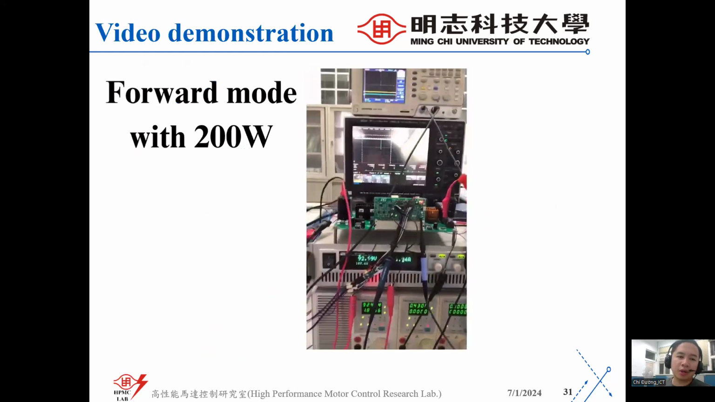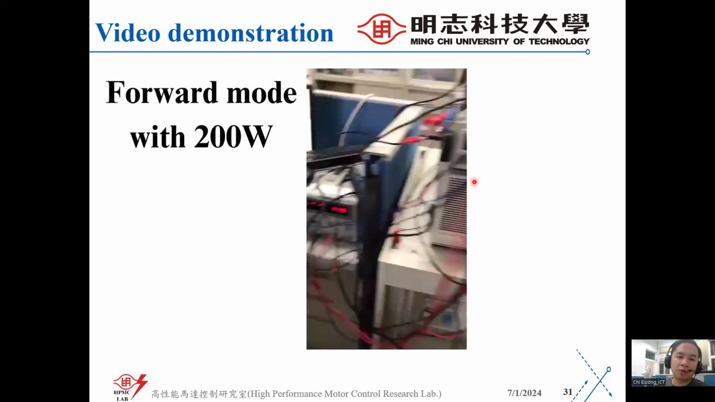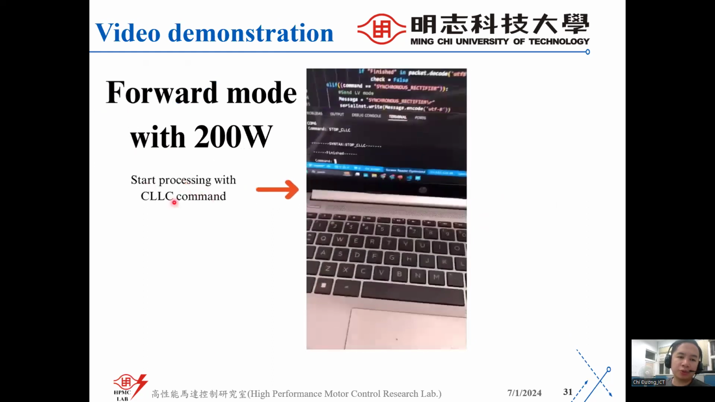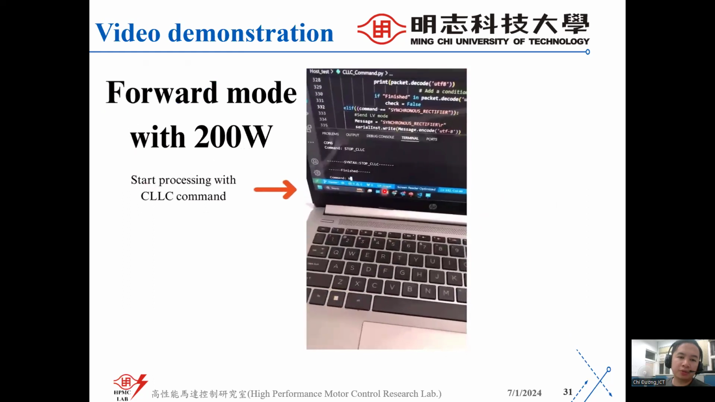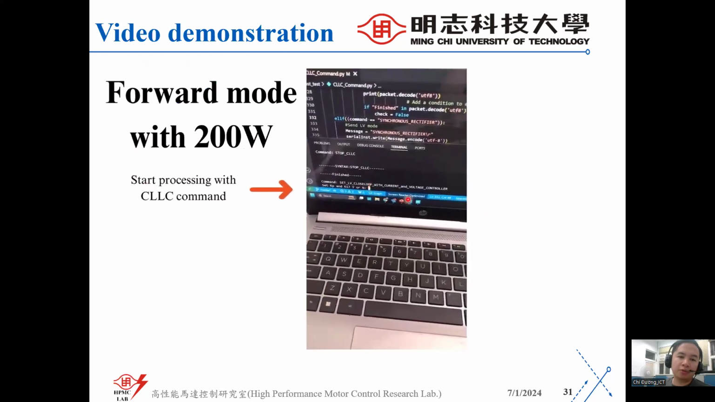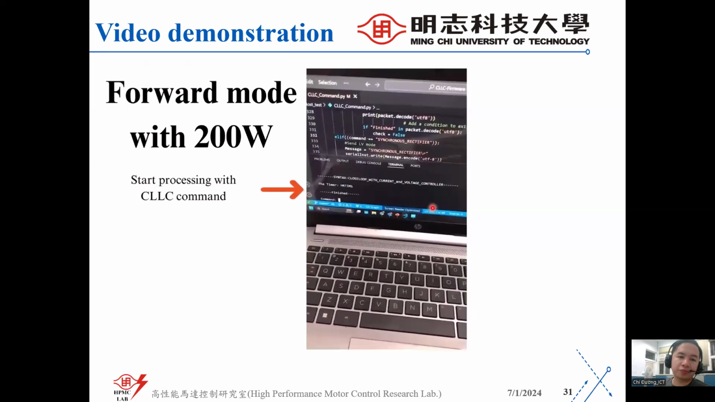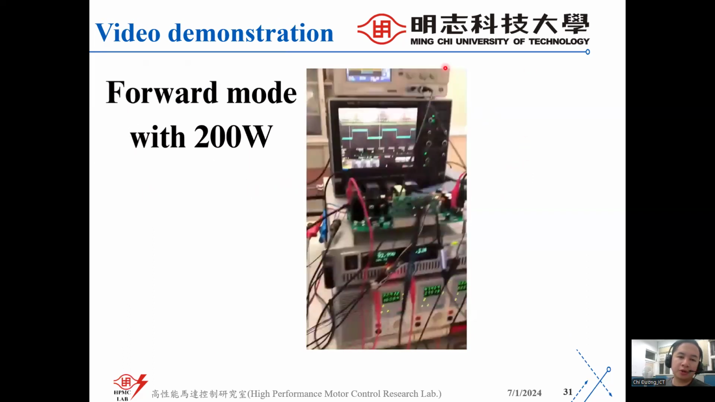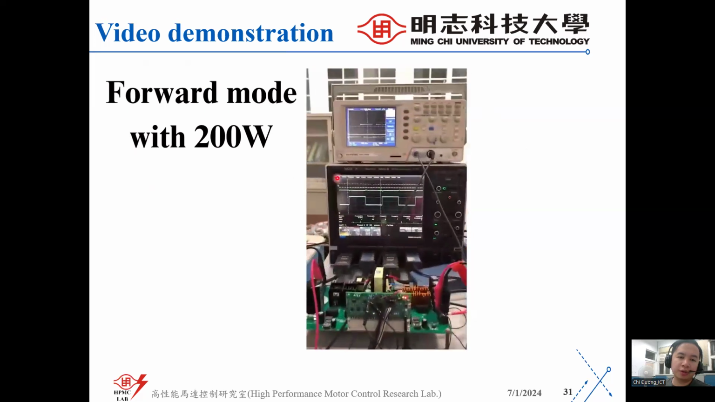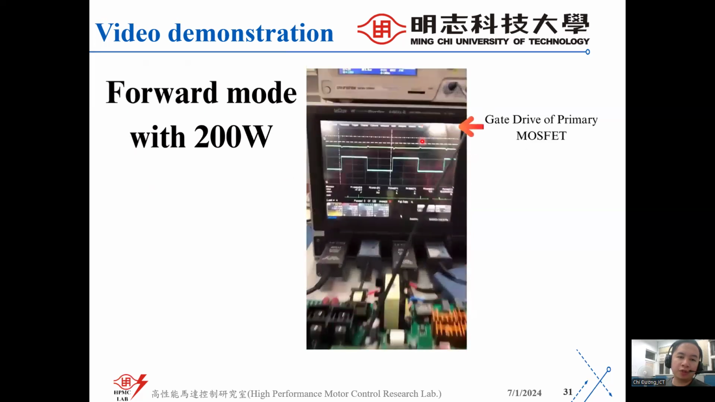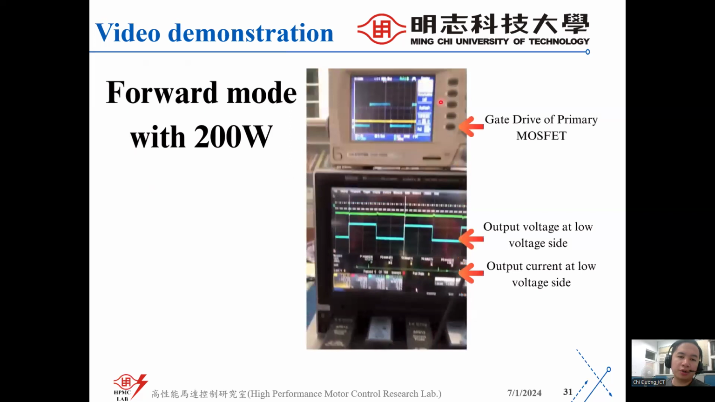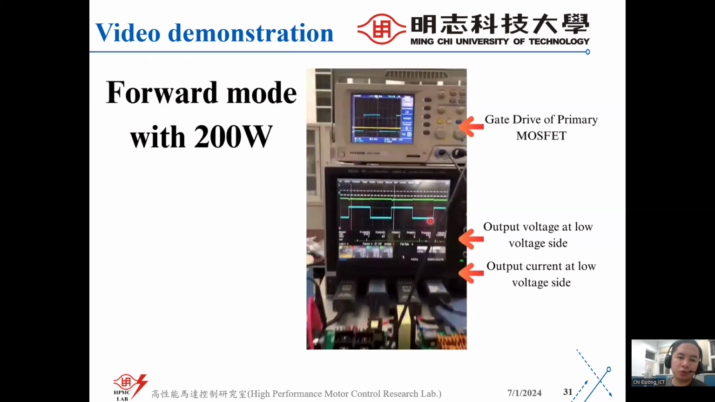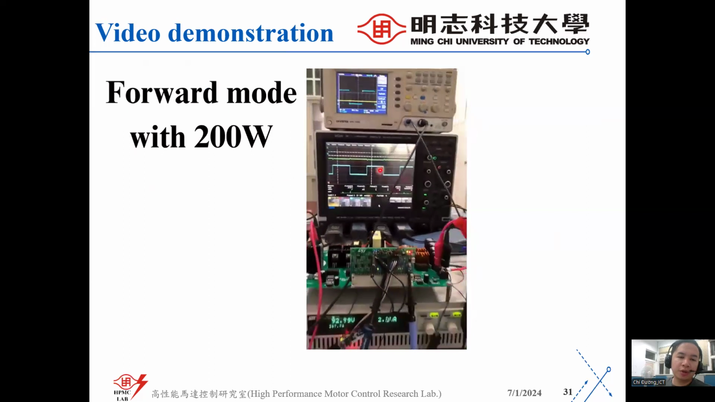You can see the video of our model. And first we will start the process with the CLLC command. We start with the forward mode. When they start, the system will operate. See the output voltage and the output current. We set the parameters of the system. You can see the output is almost stable.